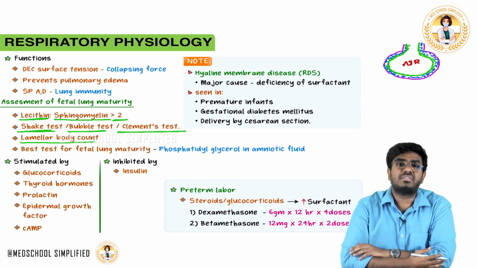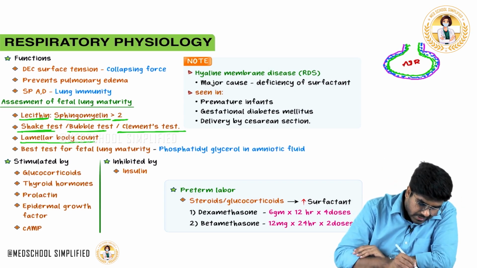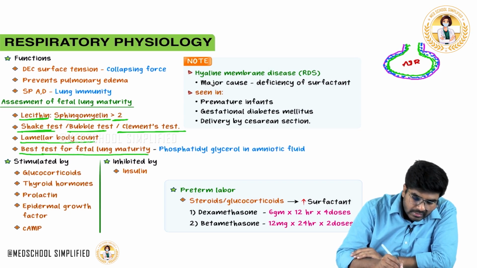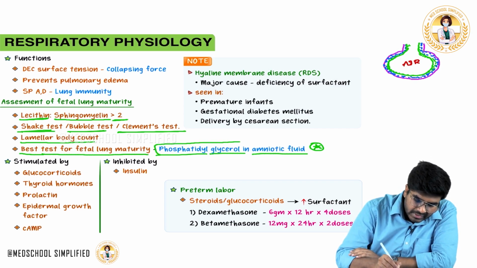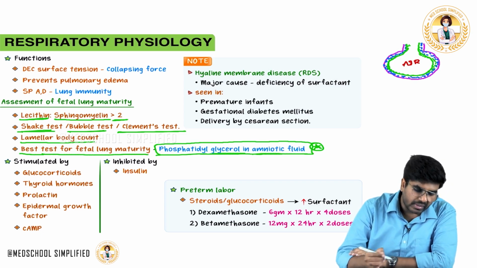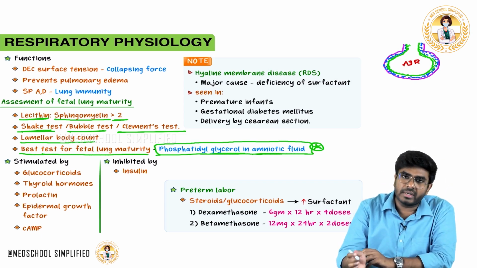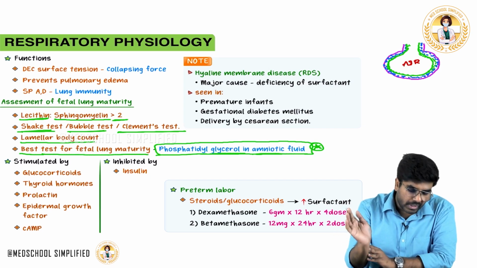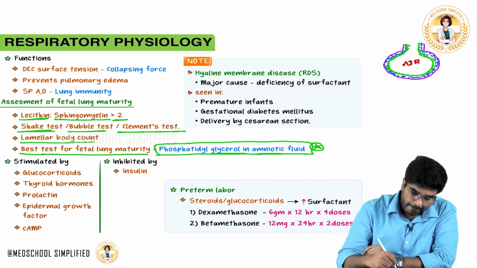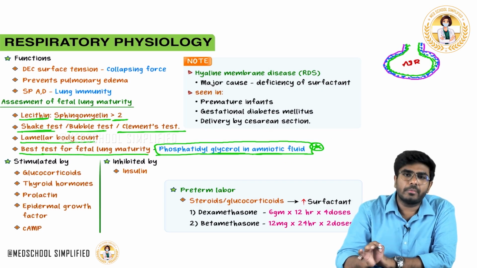But what is the best test for fetal lung maturity? The best test for fetal lung maturity is looking at phosphatidylglycerol levels in the amniotic fluid. If this molecule, phosphatidylglycerol, is present in the amniotic fluid, it means 100% that fetal lungs are mature. There are different tests like the lecithin sphingomyelin ratio, bubble test, Clements test, or lamellar body count, and many other tests. But the best test for fetal lung maturity is checking the levels of phosphatidylglycerol in the amniotic fluid.